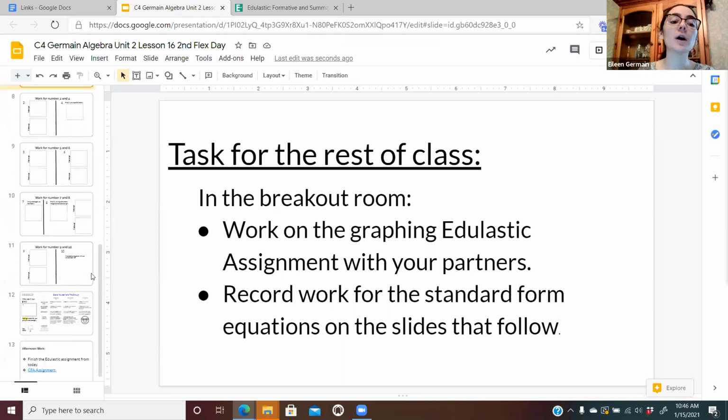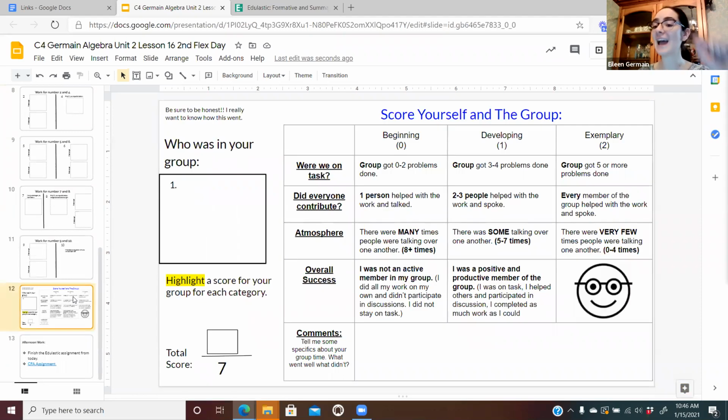Here is the deal. You are grading yourself on your performance afterwards. So you want to make sure that you're following all of these criteria. You want to make sure that your group is on task. You're getting multiple problems done. Is everybody contributing? And when I say talk, that means in the chat or physically talking out verbally. But discussions need to be happening. Is it people talking over each other? Yes or no? Give yourself a score on that. Are you an active member of your group?